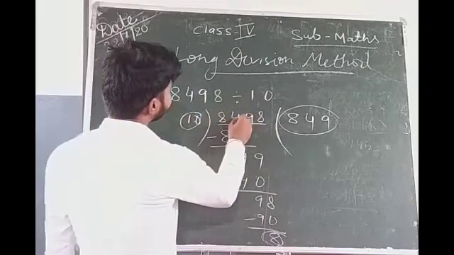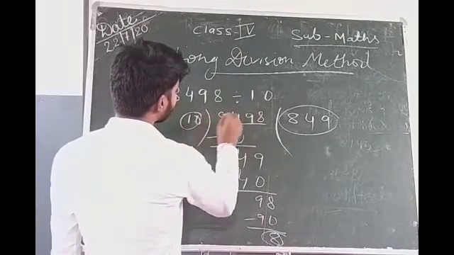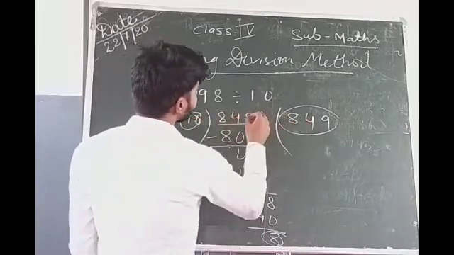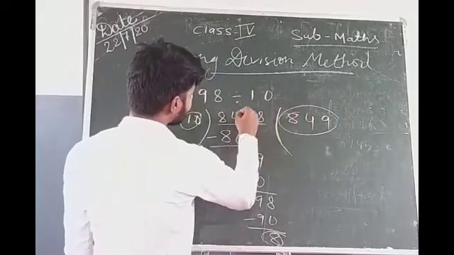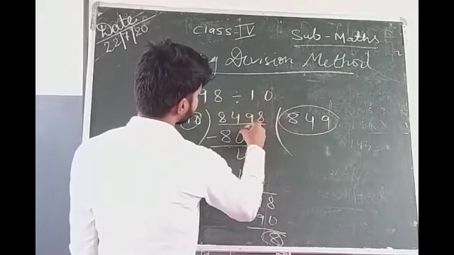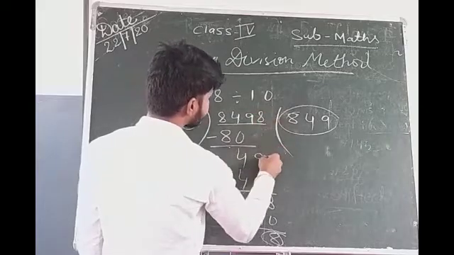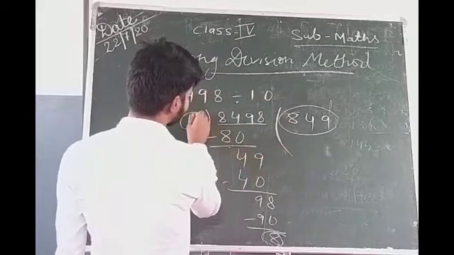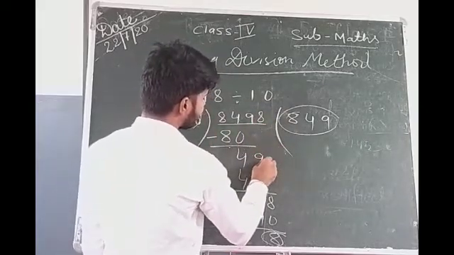So 10 divided into 84, we can't divide 8 by 10, so we will take 8 times. 10 eights are 80. Then we will subtract it from 84: 4 minus 0 is 4. Again we will take down 9, because 4 is not divisible by 10. So again we will take down 9.